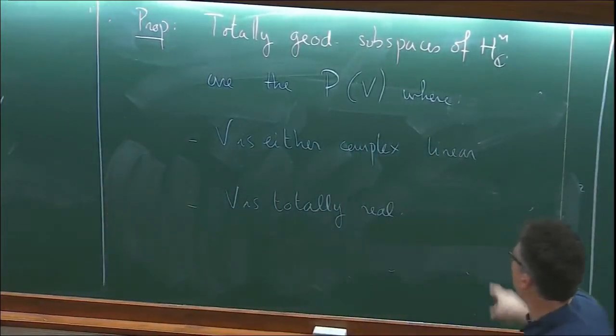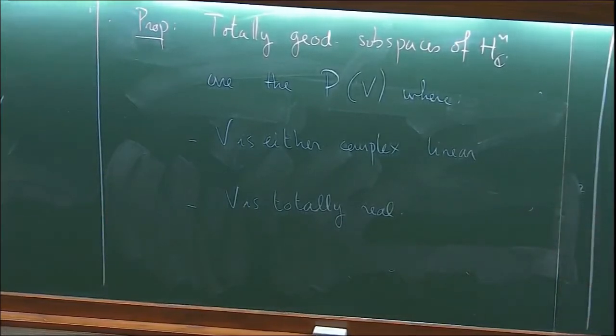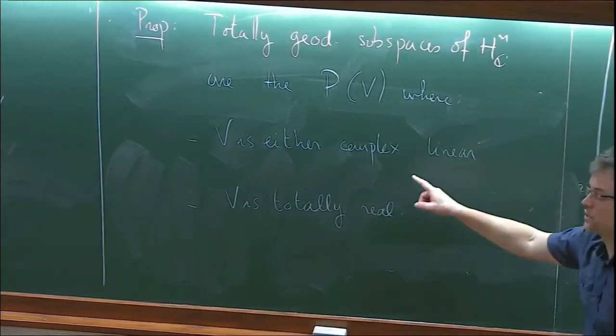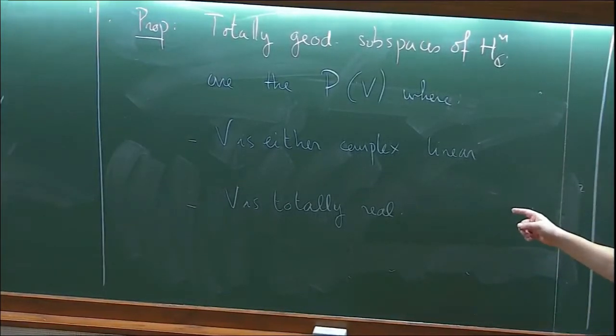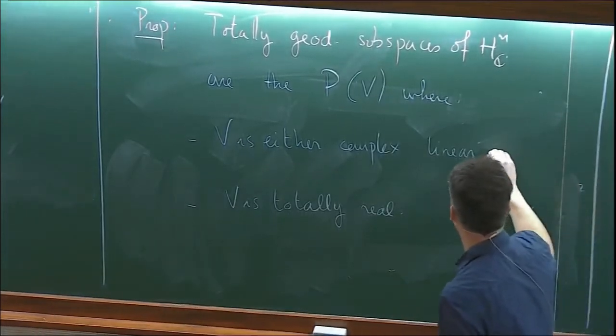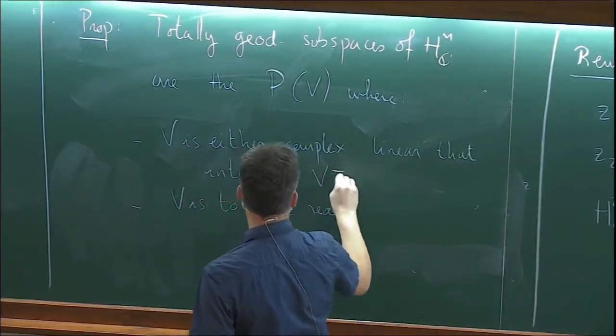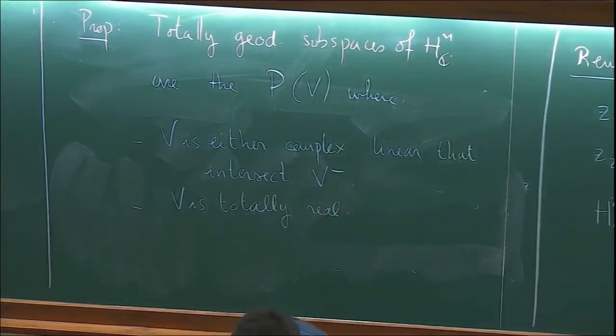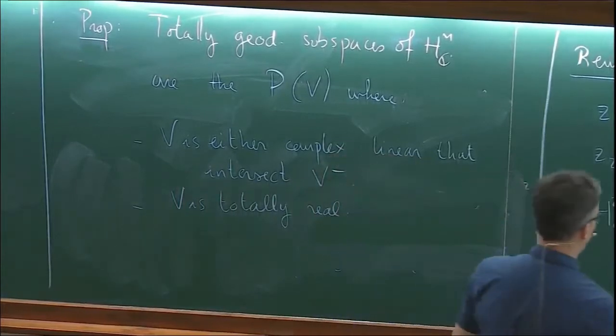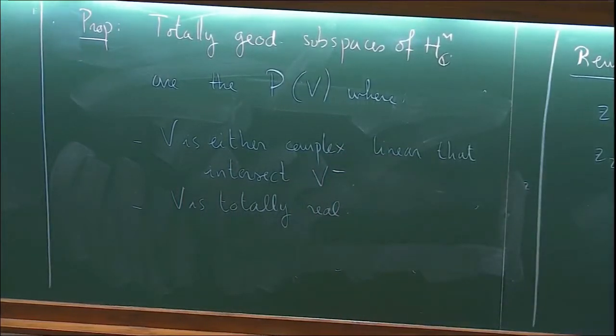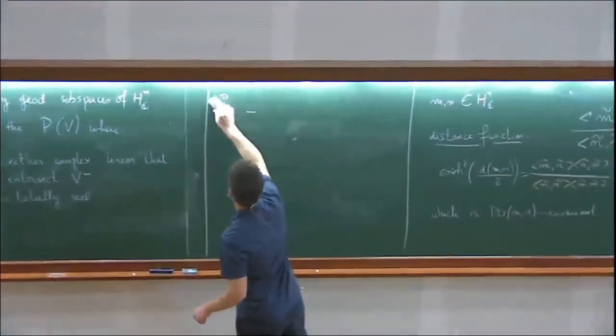Now, here I should be slightly more careful, because among the complex subspaces in CN1, some intersect the negative cone and some don't. If I take a complex linear subspace that doesn't intersect the negative cone, then of course I get something which is empty. So, those that intersect V minus. Okay, let me give you an example, and I will give you a complete description of what this gives us in H2C.